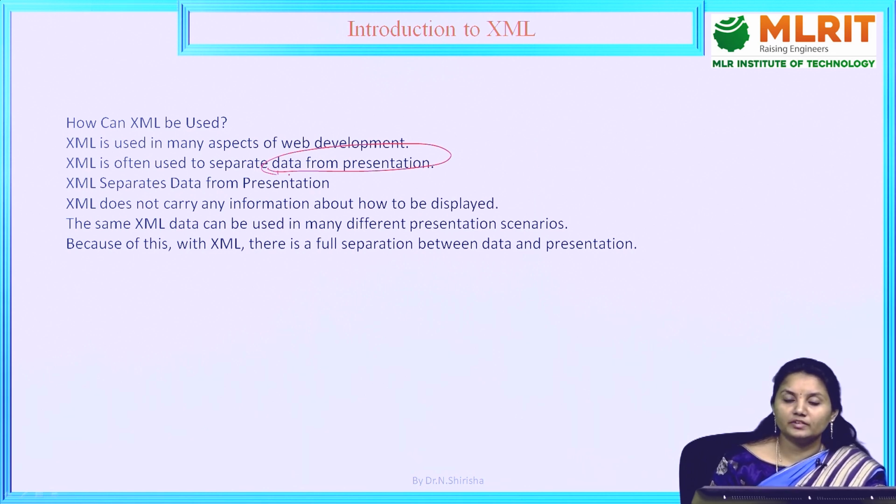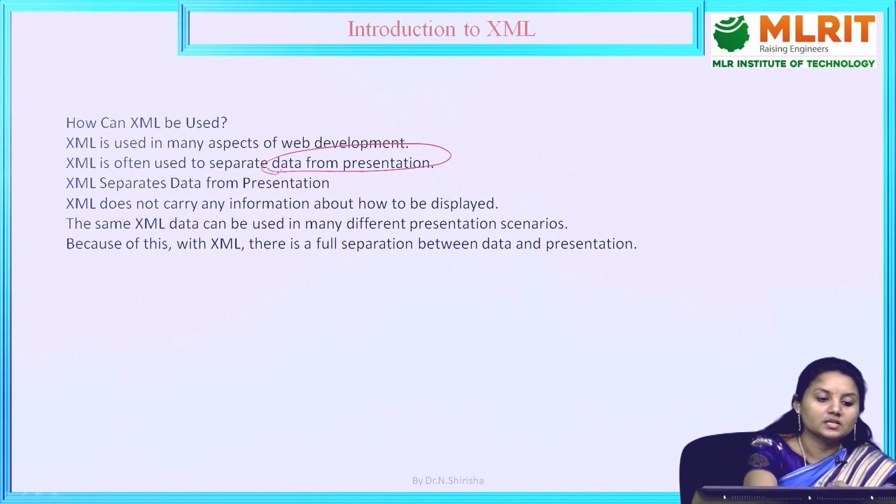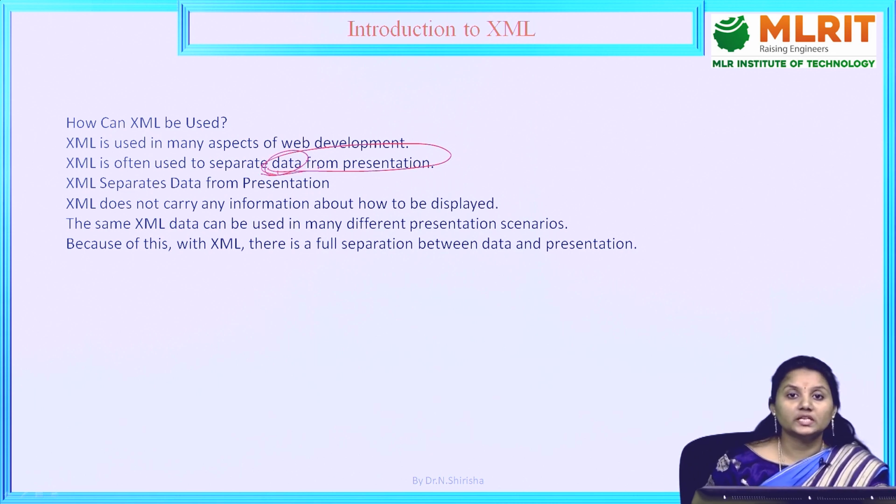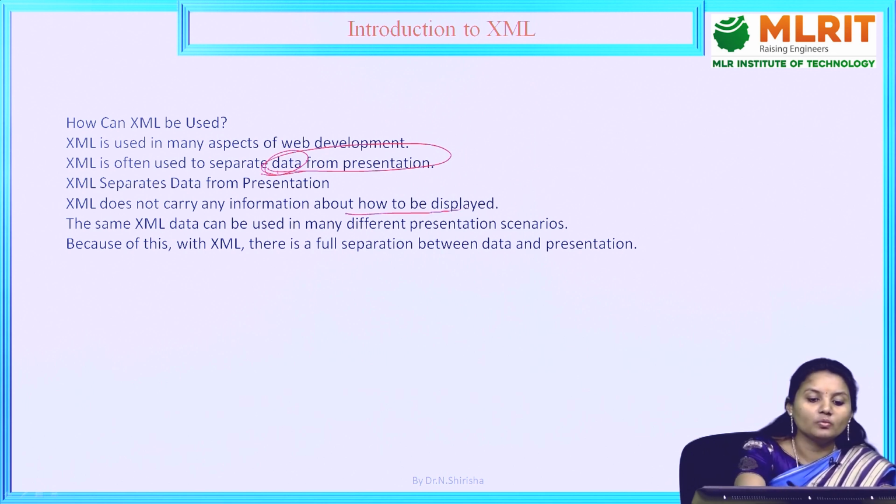These are all different sorts of displaying your web page. So that is the presentation. If you want scrolling, if you want a set of content in one color and another set of content in a different color, these are all different formats, right? This is a presentation. So XML separates the data from the presentation. XML only concentrates on the data that you want to store and transmit. It does not carry any information about how it is to be displayed.